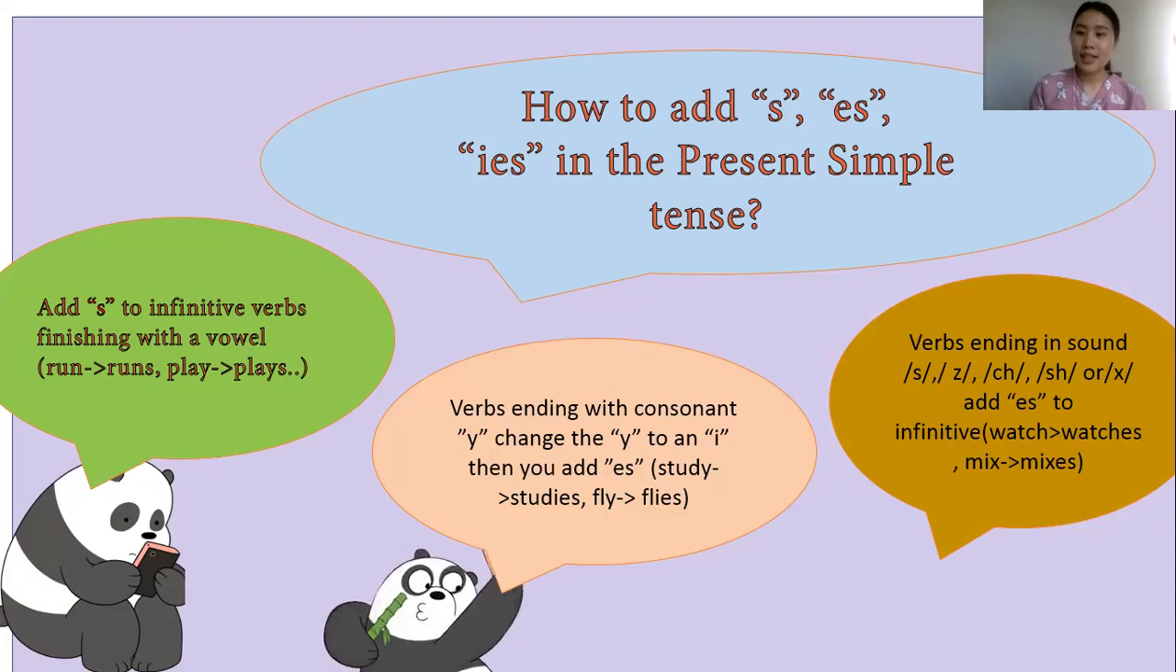The last thing is verbs ending with the sounds s, sh, ch, x, z. You have to add es to the infinitive. For example, the word watch. You see that it ends with the sound ch. So you have to put es at the end of the word. So I can say watches, washes, or misses.